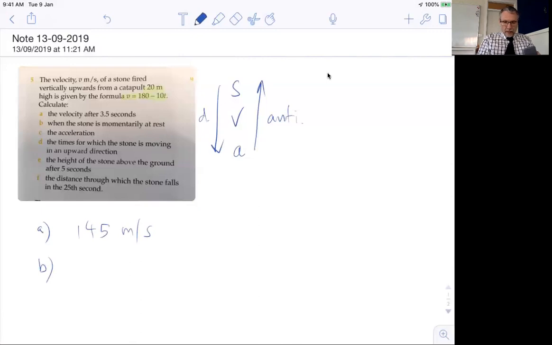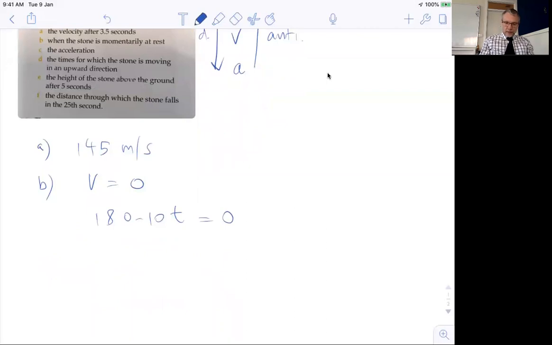So that one should have been okay, straight substitution into the equation. And now we need to calculate when the stone is momentarily at rest. When it's momentarily at rest, the velocity is equal to 0. So we've got the velocity equation, 180 minus 10t, and we set that equal to 0. Adding 10t to both sides, then dividing by 10, we find that the stone is momentarily at rest after 18 seconds.